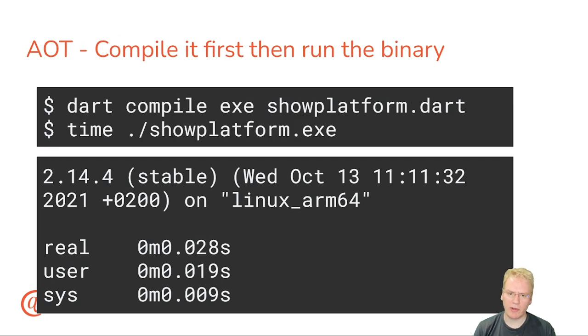So our alternative is to do ahead-of-time compilation. Compile the application first and then run the binary. So we can do this with dart compile exe, show platform.dart, and then we can time the execution of the binary produced by that. And so in this case, we can see that it takes about 28 milliseconds to run a trivial application, which is much more like it. So no hanging around for 6 seconds for the VM to start up, just a really snappy output from the application.